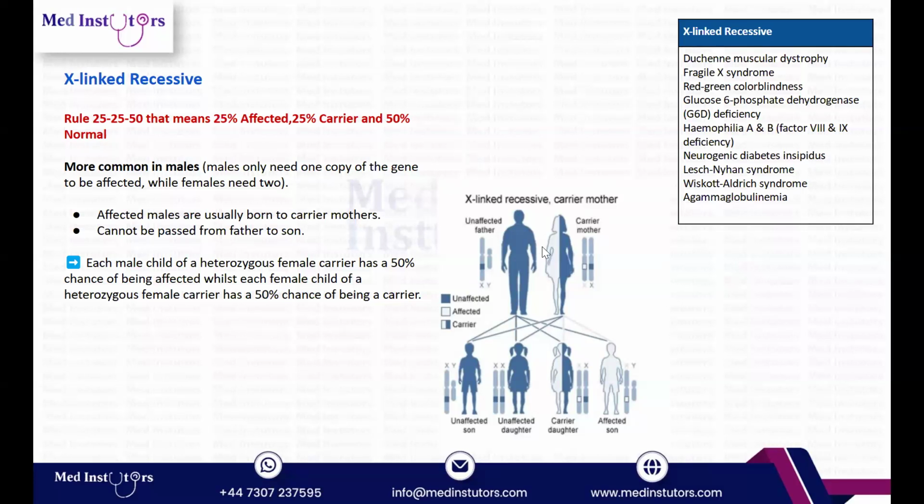Okay, here we can see the pedigree. This one follows the X-linked recessive pattern, and let's take an example of hemophilia. And when we look at the offspring, we can easily appreciate that the unaffected son and unaffected daughter, that means 50% are normal, which justifies our rule. And then we have one carrier daughter and one affected son, that means 25% are affected and 25% are carrier. But here is some exception.